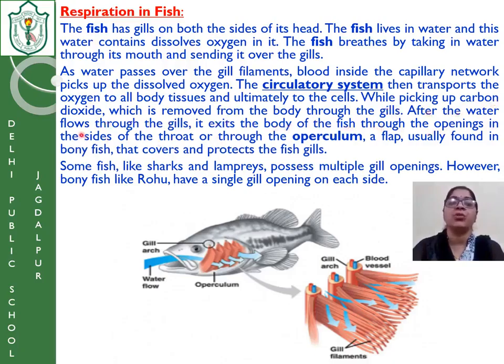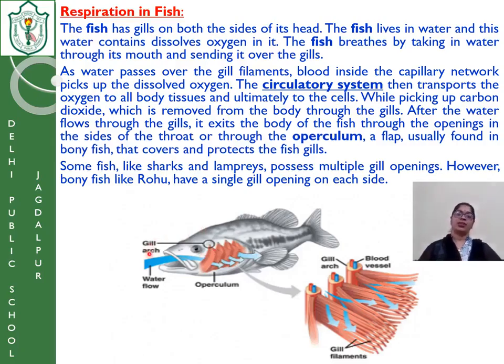After the water flows through the gills, it exits the body of the fish through the opening in the side of the throat, or through the operculum, a flap usually found in bony fish which covers and protects the gills. Some fish like sharks and lampreys possess multiple gill openings, but bony fish like rohu have a single opening, one this side and one that side. Okay.